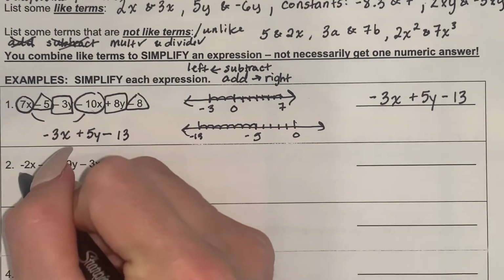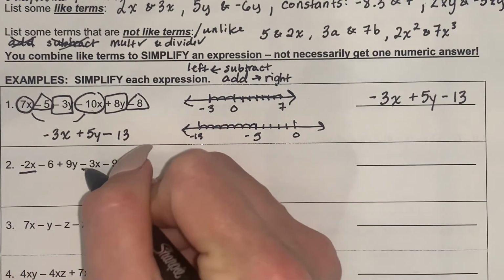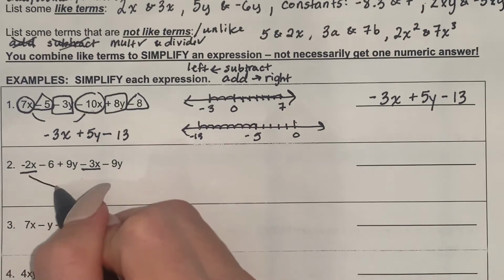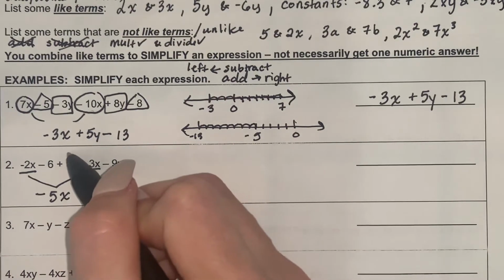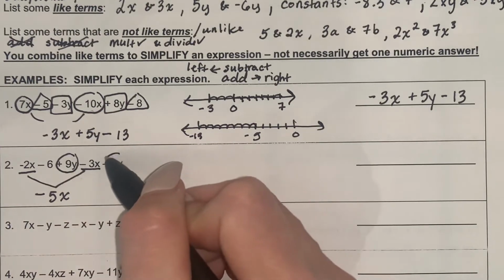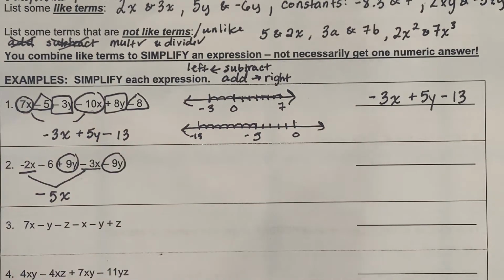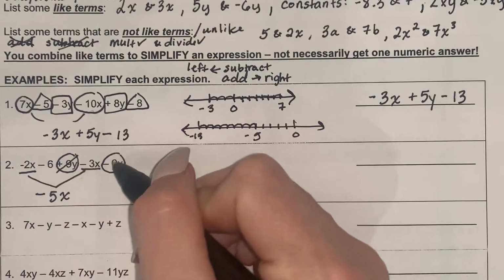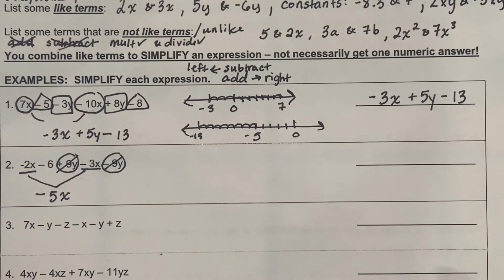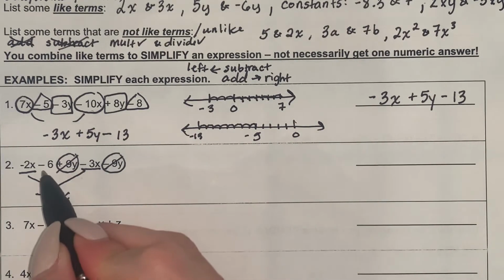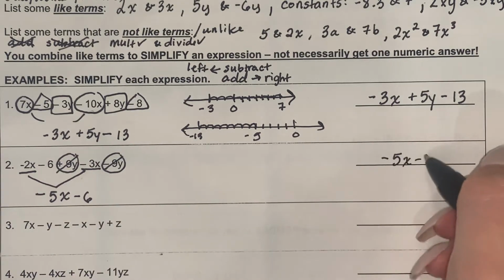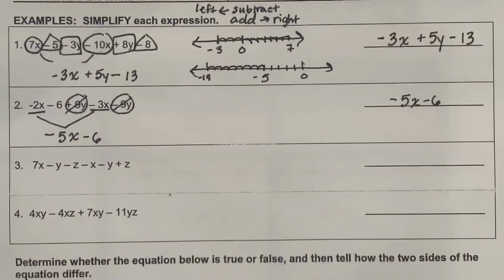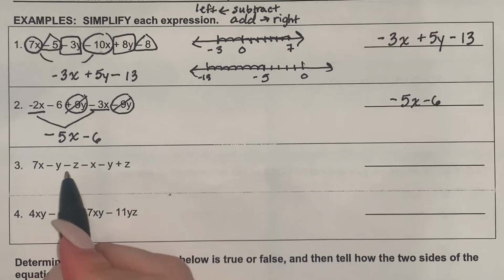Okay, so in this one we've got negative 2x and negative 3x. So that's going to give us negative 5x. This positive 9y and negative 9y are opposites of each other, so they're actually just going to zero out. Positive 9 minus 9 is just 0. And then we're just left with negative 6. So negative 5x minus 6.